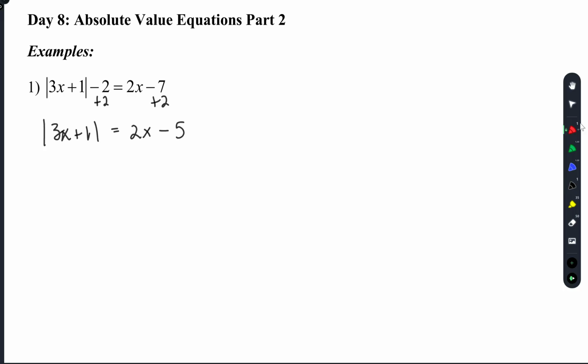So then once your bars are alone, because absolute value equations have 2 answers, you're going to take 3x plus 1 and set it equal to 2x minus 5. So this is the normal one, the one that doesn't change. That's if you're to the right of the 0 on the number line.